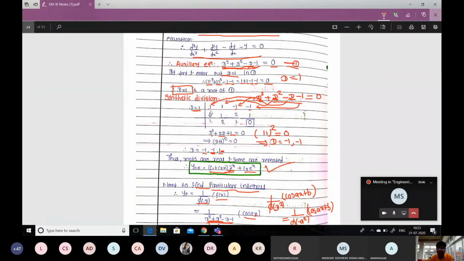Next, just take the first element as it is, downward side. I'm taking this 1 as it is. Then take the multiplication with the already found root, this 1. So what will we get? 1 into 1 is equal to 1, and I'm writing that 1 in the next column. Then I'm taking the addition of these two entries, 1 plus 1. It is equal to 2. And the same process you have to follow.